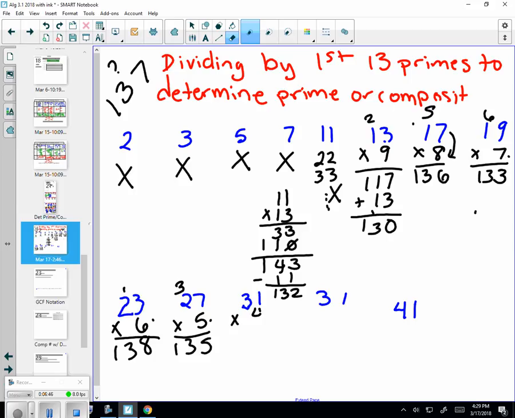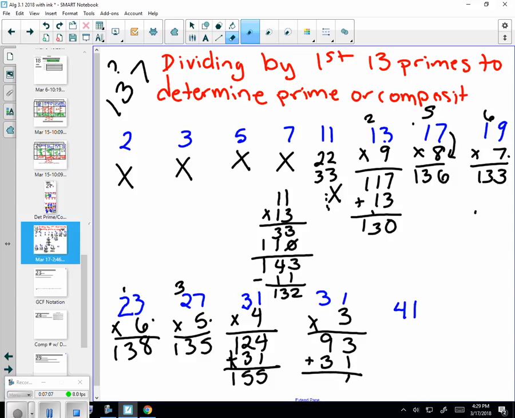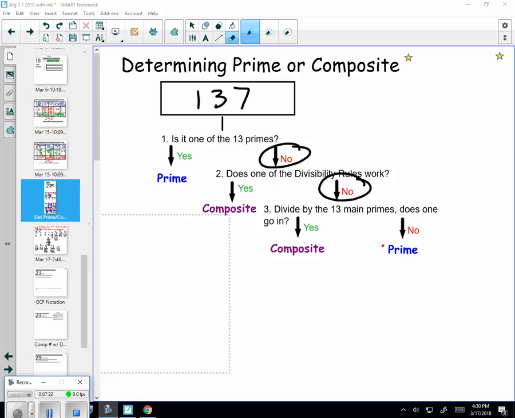I'm going to assume times 4 is going to get me close because there's a pattern here. 124. Not quite enough. We'll add in another 31 and see that it's way too much. I'm going to try times 3 here. 93, not enough. Let's add another one. We can see if I add 30 more, it'll be over 150. Let's try 3 again because it was too short. 123. So we have found none of our first 13 primes works. Going back to our statement, no, none of them work. That means our number is most likely prime.